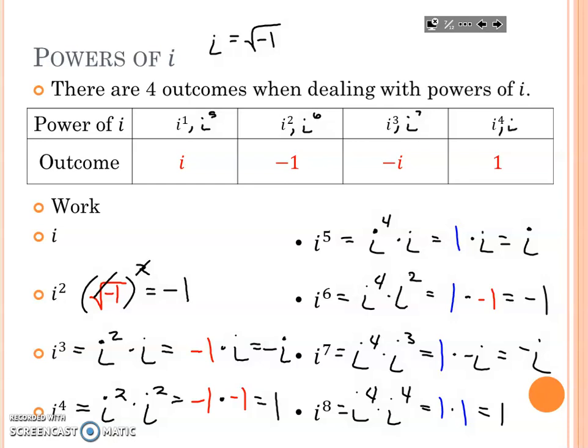That pattern continues. And if you guys keep following this pattern, you discover that i to the ninth is going to go here, i to the 10th will go here, i to the 11th, i to the 12th. And that pattern will keep going, i to the 13th, and so on. Okay? So what we're going to do is talk about here on this next PowerPoint what to do when figuring out a power of i.